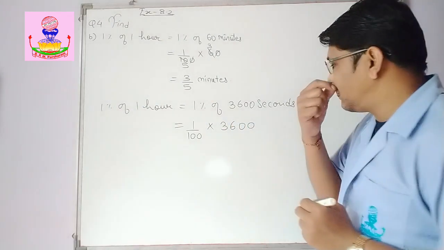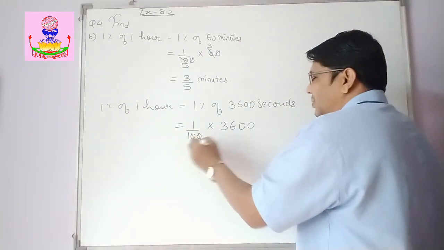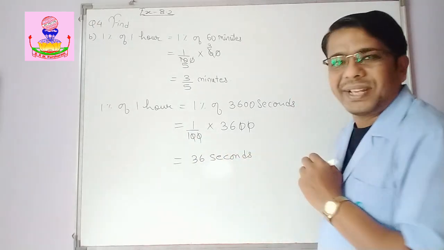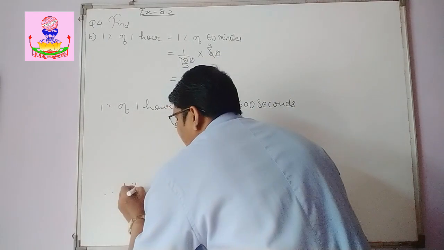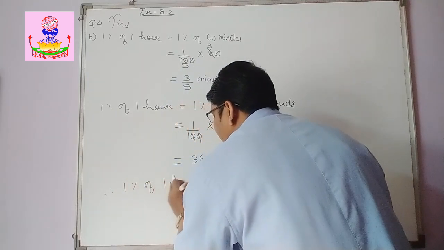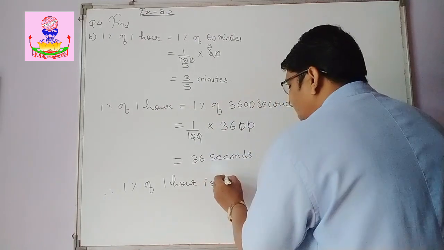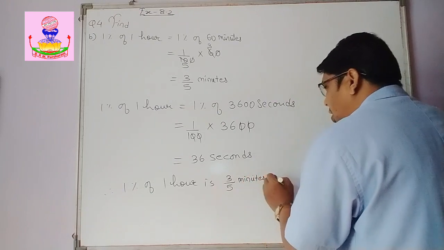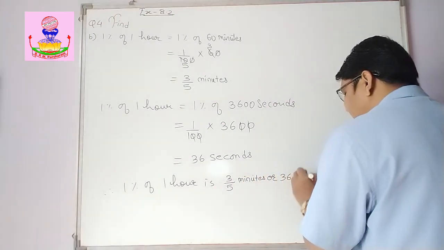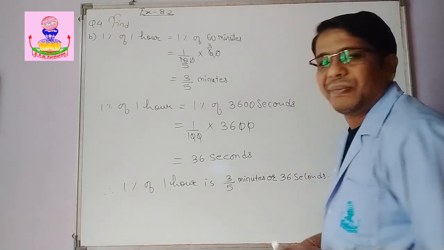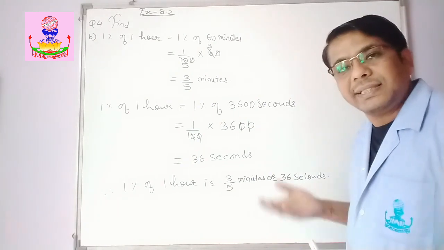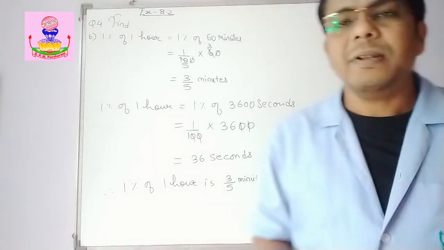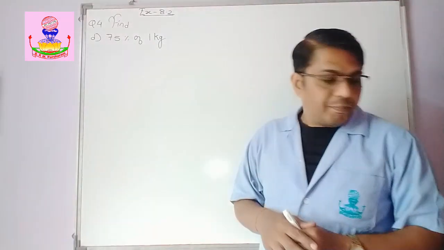Okay. So 1% means what? 1 upon 100. Of means multiplication. So 3600. Now this becomes very easy. 2 zeros get cancelled. 36 ones are 36. So 36 seconds. Okay. So my final statement. Therefore 1% of 1 hour is 3 upon 5 minutes or 36 seconds. Okay. So any one of them is acceptable. If you solve both, well and good.